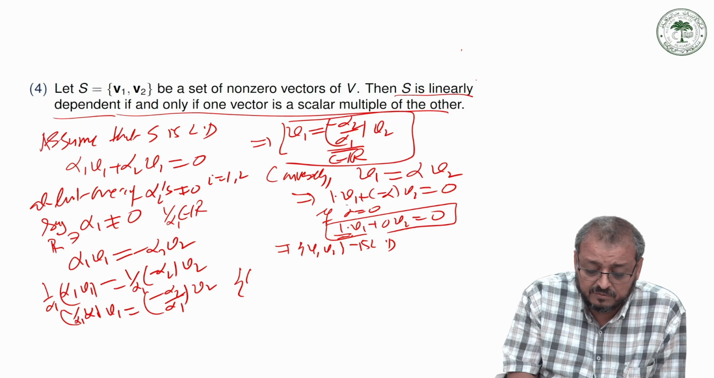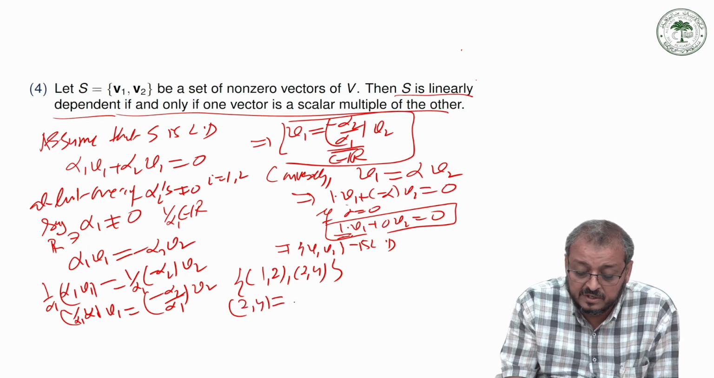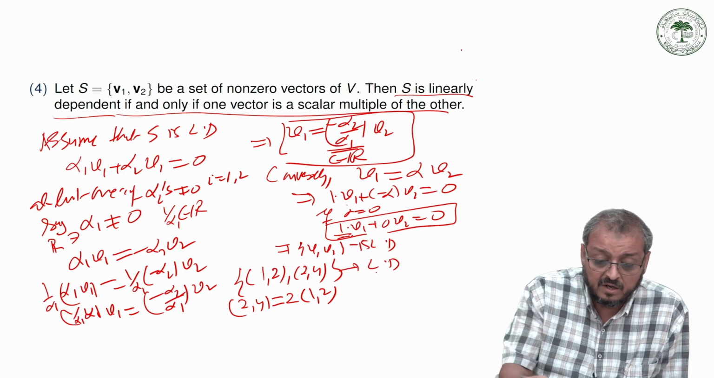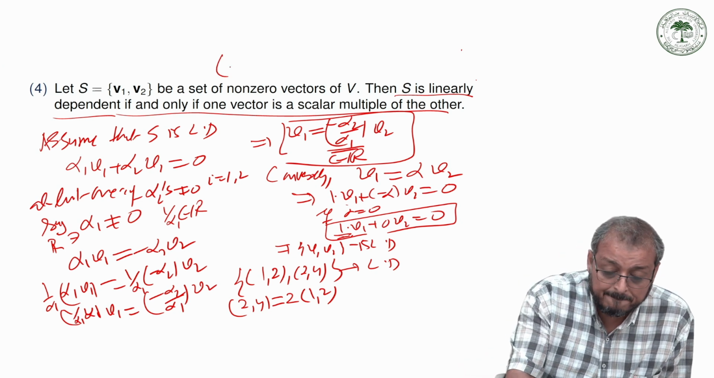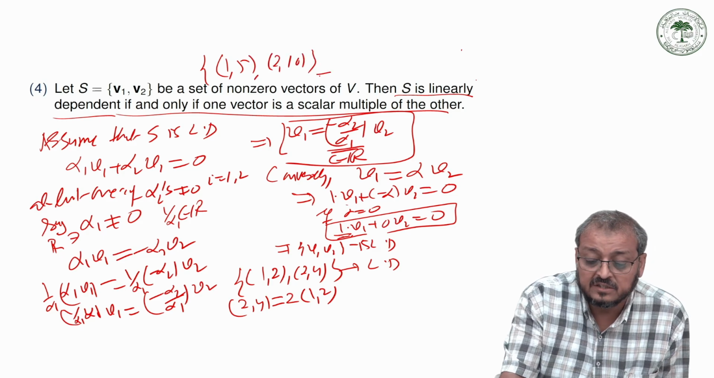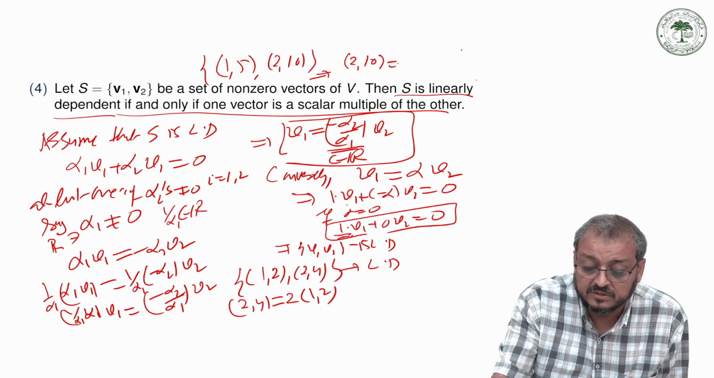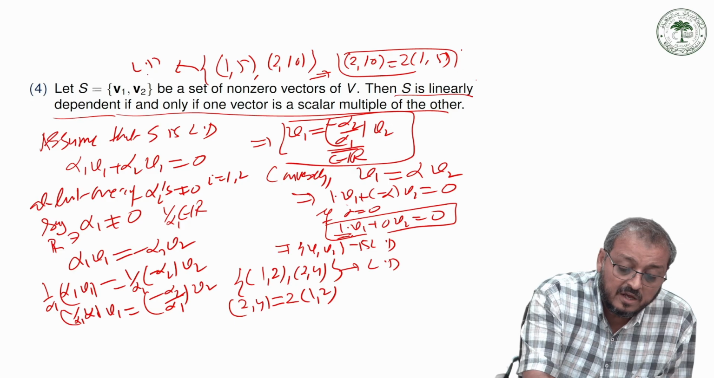For example, if we take a set of vectors 1 comma 2 and 2 comma 4, clearly 2 comma 4 can be written as 2 times 1 comma 2. So, these two vectors are linearly dependent. One more example: if we take 1 comma 5 and 2 comma 10, in this case also 2 comma 10 is equal to 2 times 1 comma 5. So, this set of vectors is linearly dependent.